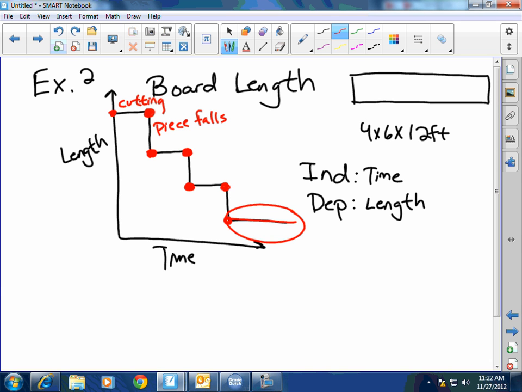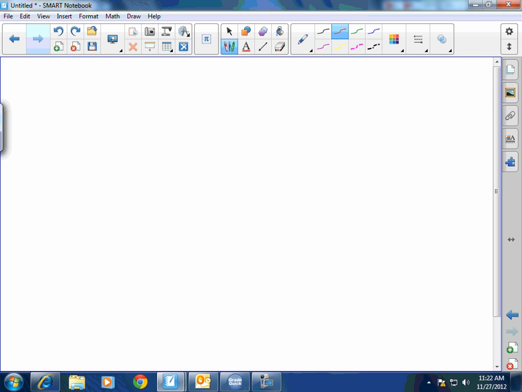Unless someone cuts it. Yes. But that's not what we're showing here in the graph. So thank you guys for adding in your own soundtrack. I appreciate it.